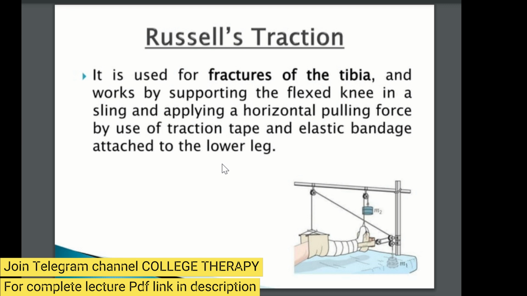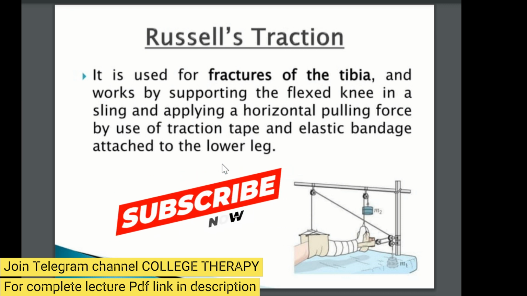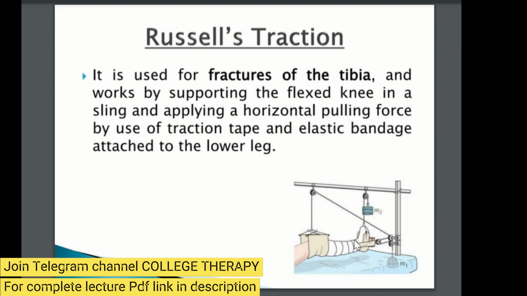Russell's traction. It is used for fracture of the tibia and works by supporting the flexed knee in a sling and applying a horizontal pulling force by use of traction tape and elastic bandage attached to the lower limb, that you can see in the diagram.